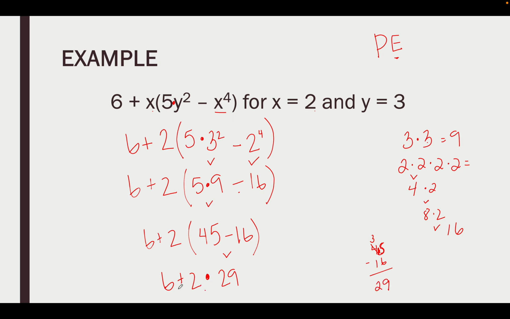And then here we have addition and multiplication. We'll do the multiplication next. 2 times 29 is 58. Okay, so if you don't know that in your head or you can't figure that out, 30 times 2 is 60, and then take away those 2. But you can also do it by hand. So we have 6 plus 58 as our final answer, which is 64.